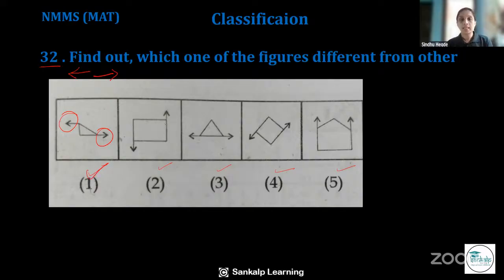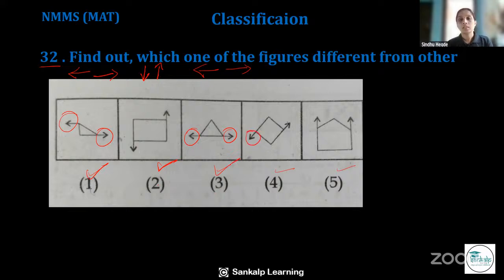Then come to the second one. One arrow is downward, another arrow is upward. So they also face different or opposite directions. Then come to the third image. This is our first and second one. Here also one arrow is this side, one arrow is this one. They face opposite. So all images 1, 2, 3 have the same pattern.